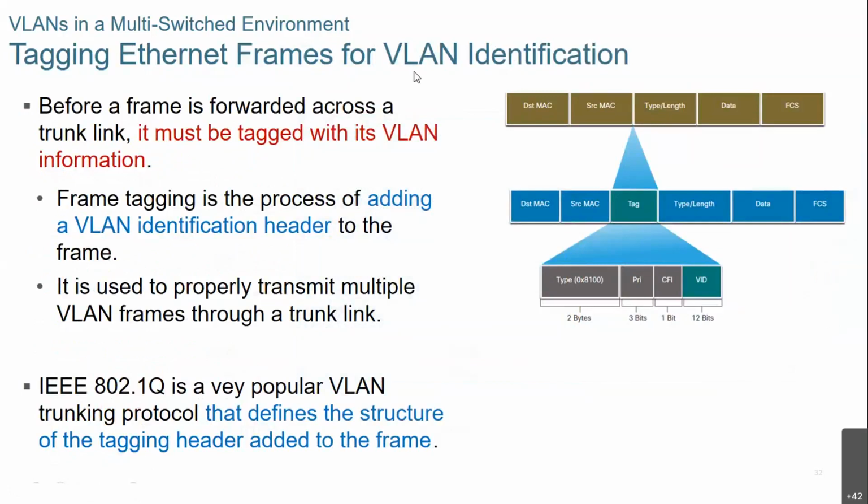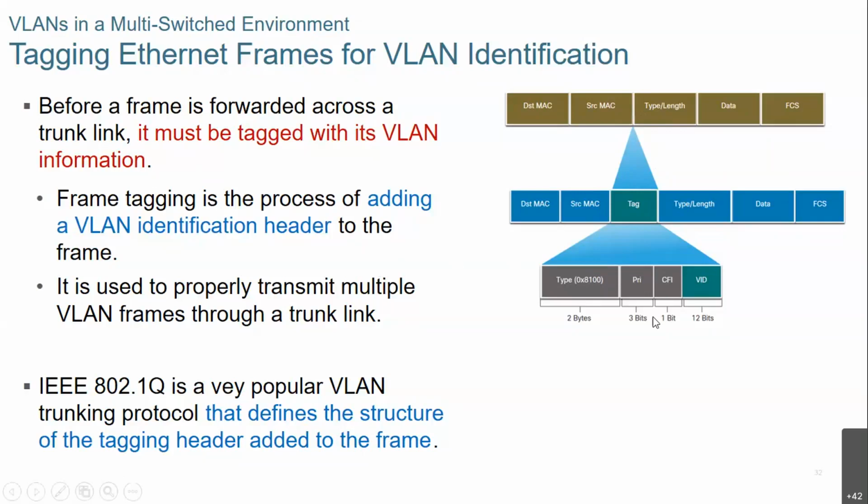How does tagging happen? You have the Ethernet frame over here: destination MAC, source MAC address, type, length, data, frame check sequence. With 802.1Q, what happens here is that it will attach a tag in the middle of this. You see that? There will be a tag. The tag is a process of adding a VLAN identification header to the frame, and it is used to properly transmit multiple VLAN frames through the trunk link.